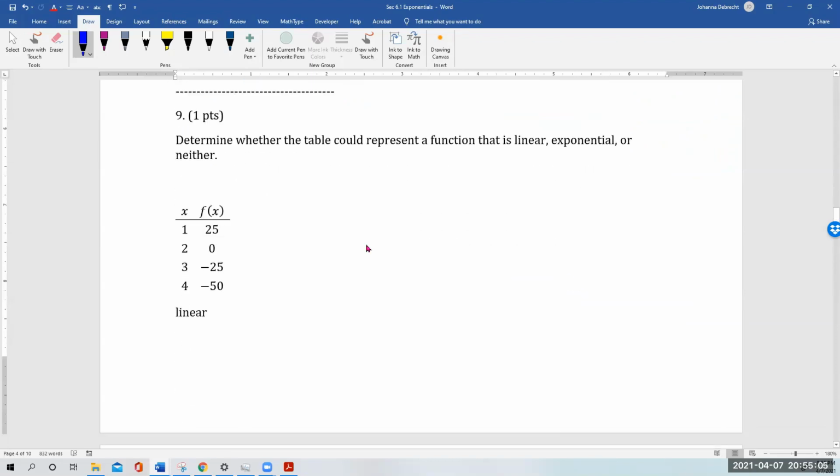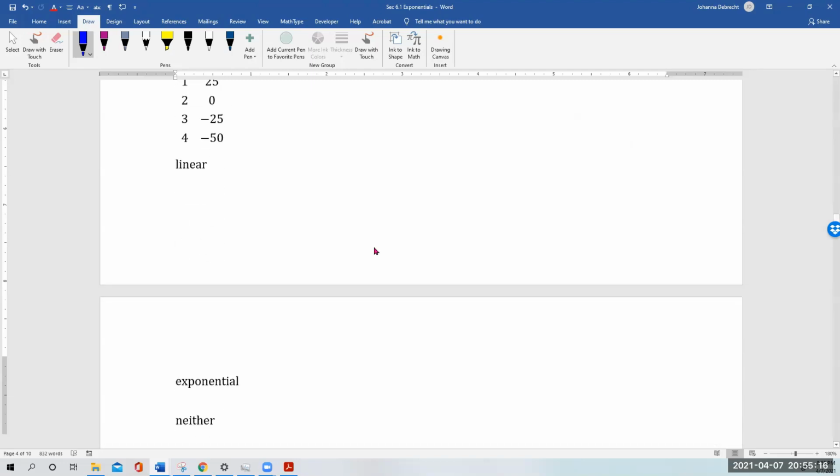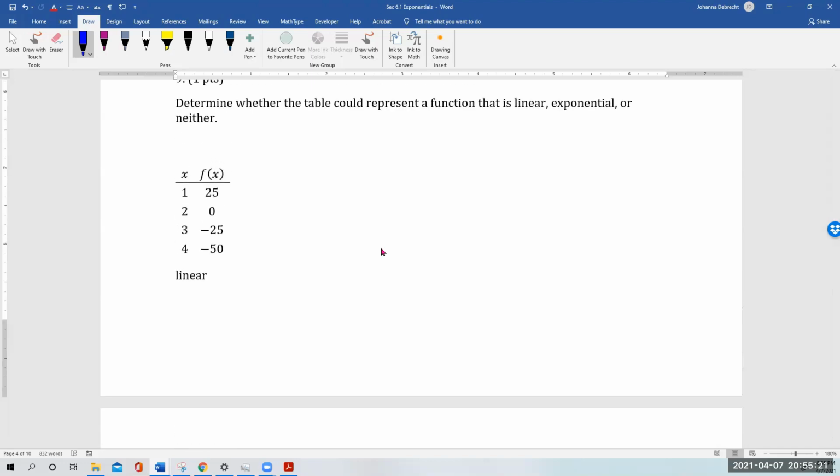Could this table represent a function that is linear, exponential, or neither? In this problem, we have 25, 0, -25, and -50. Our choices are again linear, exponential, and neither. In looking at this problem, I can see that the values are going down. The first pair goes from 25 to 0, a decrease of 25. The next pair is from 0 to -25, also a decrease of 25. And the last pair is a decrease from -25 to -50, which is also a decrease of 25.